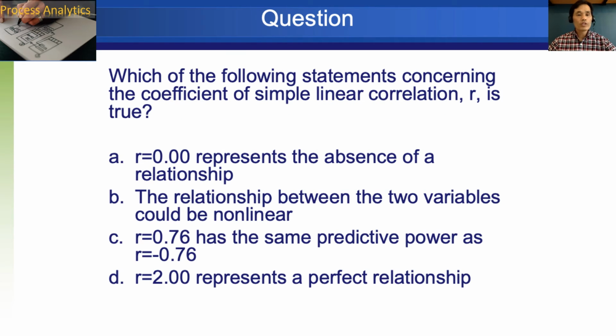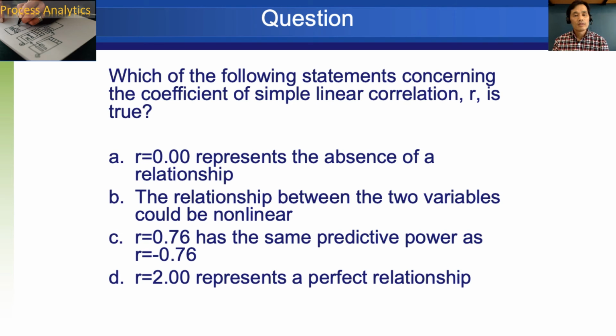Second question. Which of the following statements concerning the coefficient of simple linear correlation is true? A, correlation is 0, represents the absence of relationship. This is not right because I said there could be curvilinear relationship. B, the relationship between the two variables could be nonlinear. Yes, this is correct.